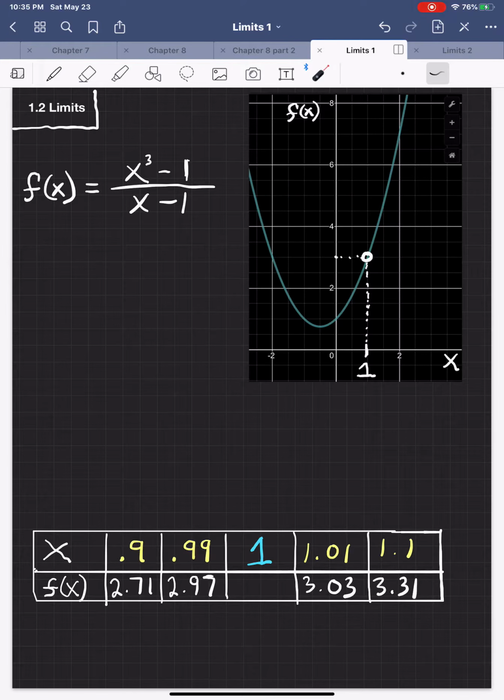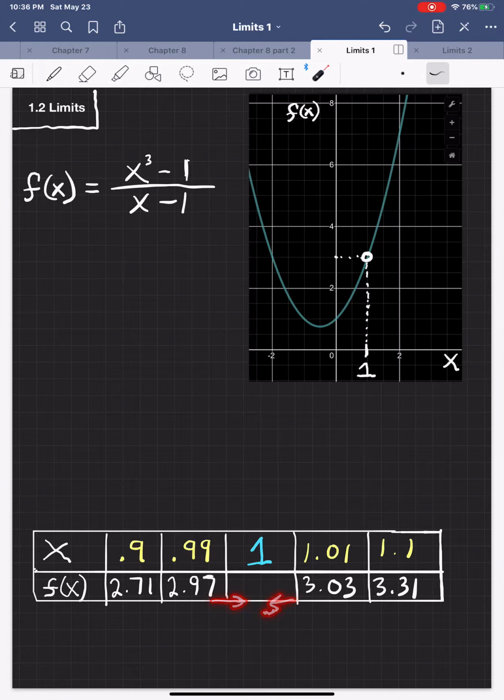Now, my question to you is, what if we kept playing this game? What if we kept picking numbers closer and closer and closer to 1 and then plugging them in? What would your prediction be for the value of the function when x is actually equal to 1? Well, you could go a little bit farther. You could try plugging in 0.999. You could try plugging in 1.001.